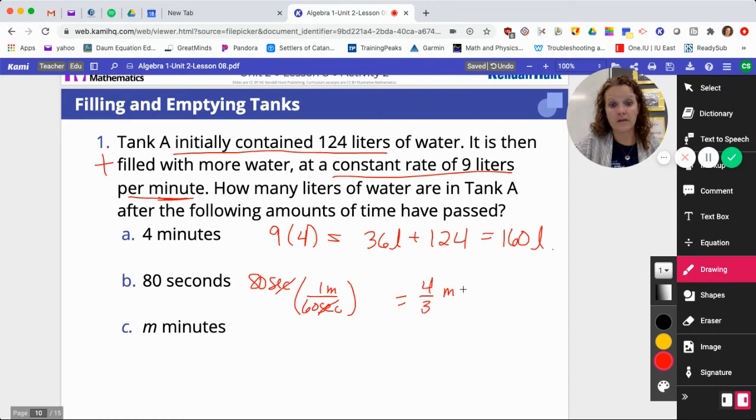of a minute. So I'm going to take that 4/3 of a minute and multiply it by 9 liters per minute. And I get 12 liters. Add that to 124, and I have 136 liters. In M minutes, we're just going to do 9 times M plus 124 equals total liters.